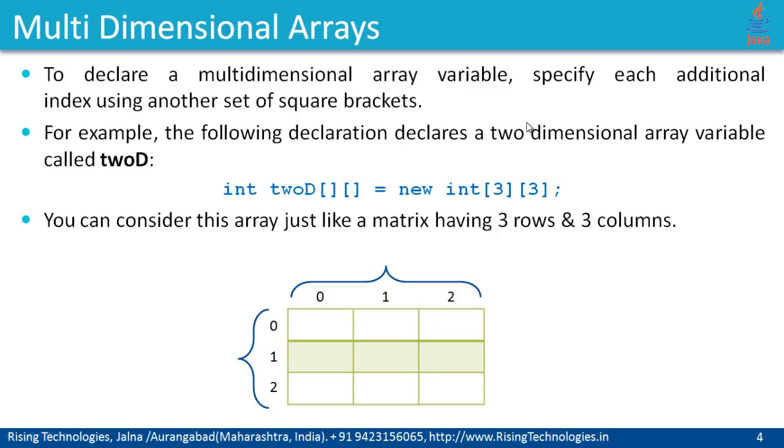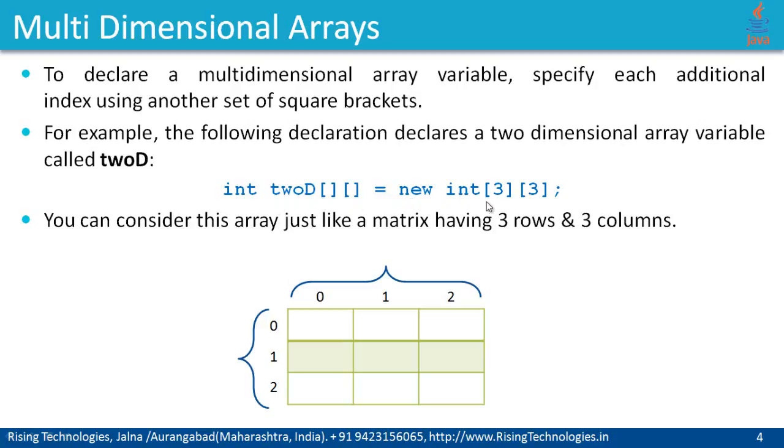So to declare a multi-dimensional array, we can specify each additional index using another set of square brackets. For example, look at this declaration. This declaration declares a two-dimensional array variable called 2D, and look at this, there are two different square braces. This notation declares that this 2D is a two-dimensional array variable.